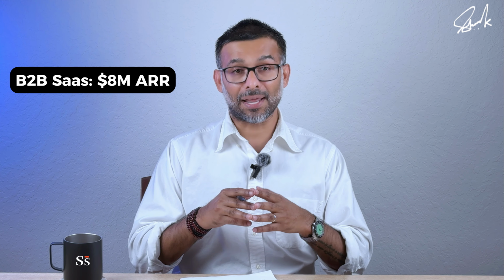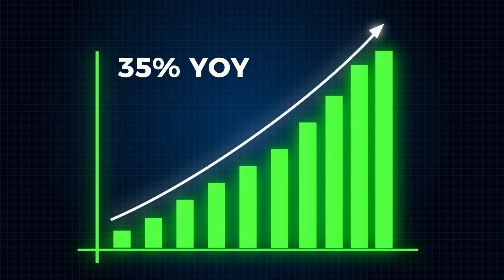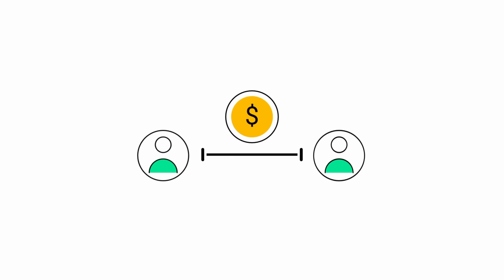Let me tell you about a company I worked with a few years ago. This was a B2B SaaS company doing around $8 million in annual revenue. They were growing 35% year over year, Series B funded, and the board was excited. They brought me in because the CAC was rising and they wanted to optimize their channels. So I started digging into the numbers, and here is what I found.